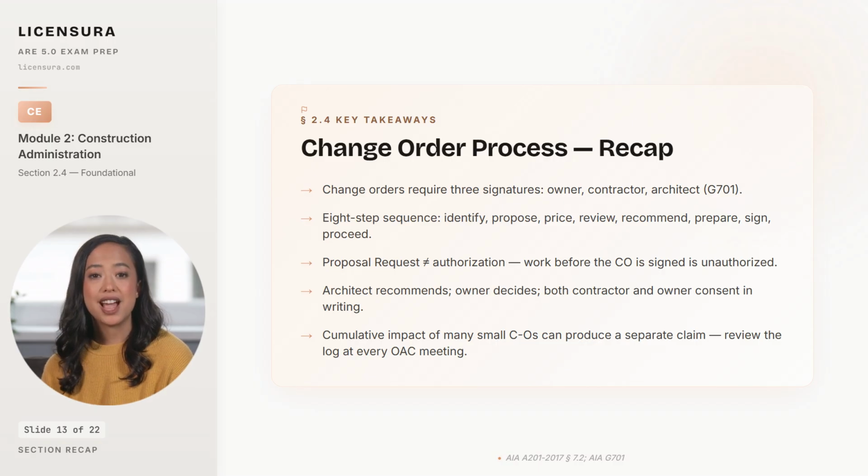And cumulative impact, the way a series of individually small change orders can collectively disrupt the contractor's productivity, is grounds for a separate claim that no single change order captures. So review the running CO log at every owner-architect-contractor meeting and flag the moment the cumulative effect warrants its own evaluation.